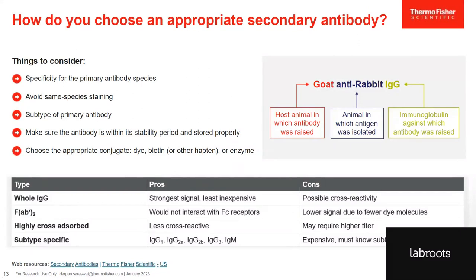A lot of the same precaution is required for choosing the secondary antibody. Make sure the specificity of the primary antibody is stated. Avoid same species staining. Subtype of antibody is very important, so it should match with the primary antibody. Make sure the antibody is within the stability period and stored properly. And choose the appropriate conjugate like dye, biotin, or enzyme based on the relative target abundance.